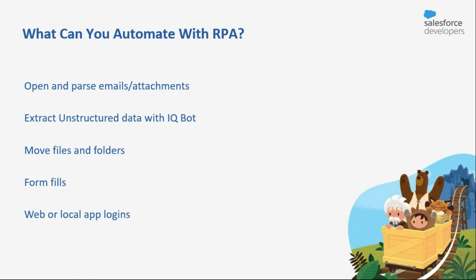And then the bot can extract the unstructured data using IQ Bot, which is our intelligent document processing platform. It can extract data from complex documents from a wide variety of formats. And based on their eligibility, they will have to be classified into different categories. So that's where the bots can move files and folders to appropriate locations.